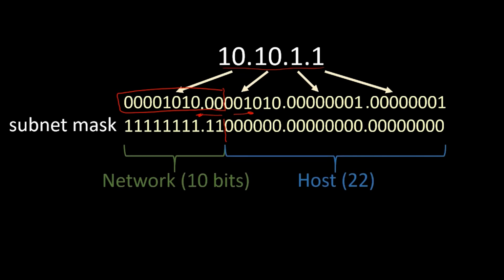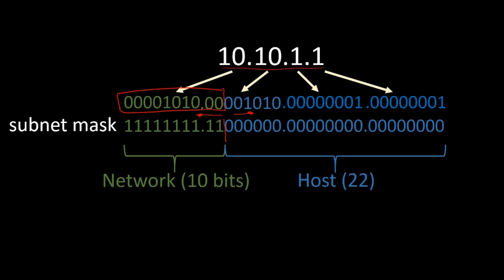If you follow the same exact process, we have 10 bits as network, 22 bits as host. If you map this into a subnet mask, the all ones are the network part, the zeros are the host part. And if you map this into the binary format, this part is the network part and this part is the host part.